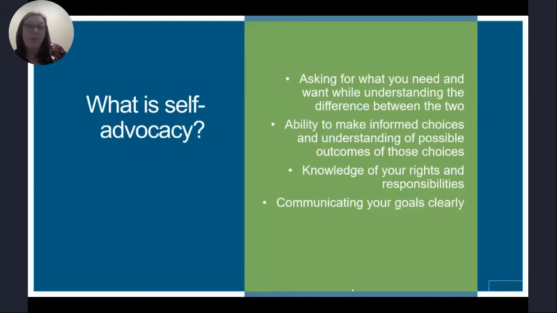It's also the ability to make informed choices and understanding of the possible outcomes of those choices. So if a physician presents different treatment options to you, being able to understand what those mean and what the possible consequences of each of those are. It's also knowledge and understanding of your rights and responsibilities as a patient, and communicating your goals clearly to your treatment team, whether that be your ocular oncologist, medical oncologist, even your primary care doctor. If you have a specific goal for where you want to be in your health journey a year from now, 6 months from now, being able to communicate that to them clearly.